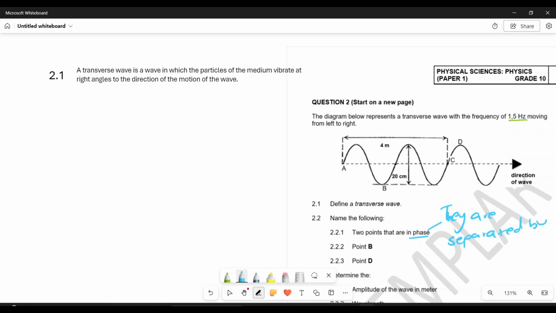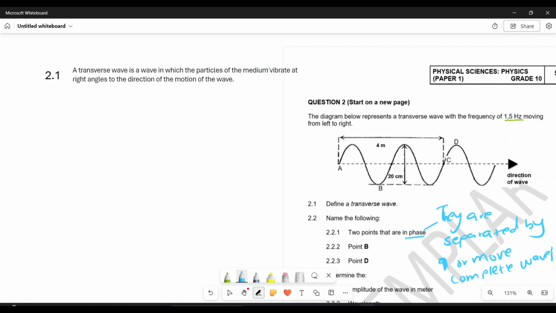So 2 points would be in phase if they are separated by one or more complete waves.